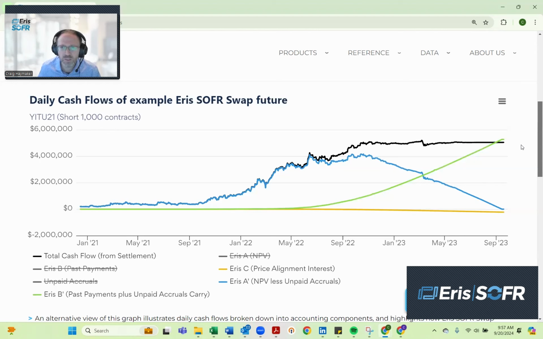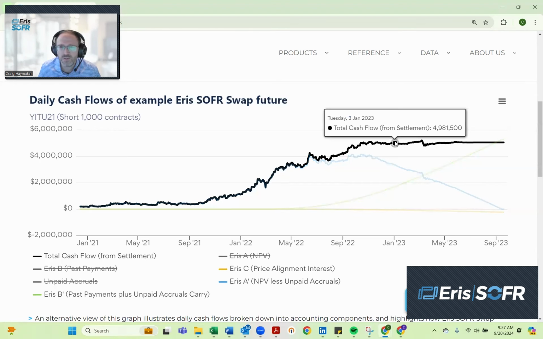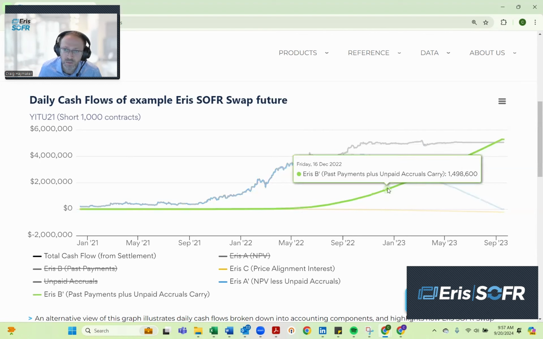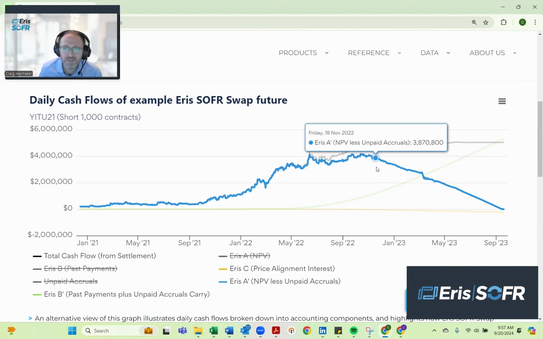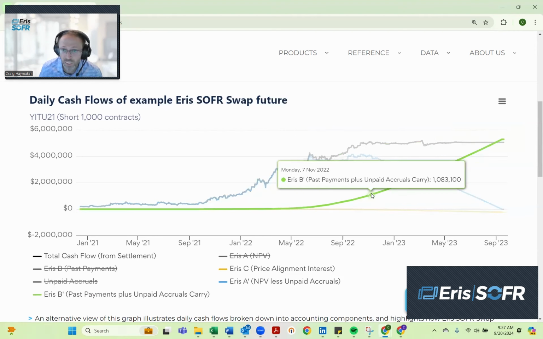Now, last time we talked about this black line, right? This is the total cash flow experience of this position over its life. This is the net banked amount, and it is the sum of its parts, A plus B minus C. Now, these chart items differ from the last chart that we looked at in our previous video. How are they different? This we refer to as A dash. So A dash is the net present value of the swap futures position less accrued interest. B, or B dash here, is the past payments or coupons on the swap plus the accrued interest.